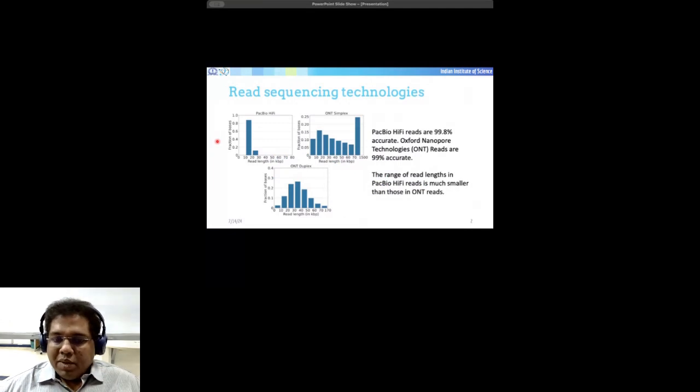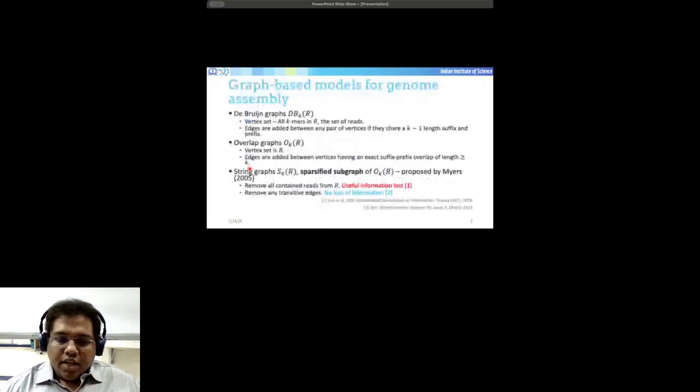So notably, PacBio HiFi reads have a higher per base accuracy at 99.8% and a smaller range of read lengths. Genome assembly is performed by first building a graph-based representation of the overlap information contained in the sequencing data, and three data structures are commonly used: the De Bruijn graph, overlap graphs, and string graphs. I will focus on overlap graphs and string graphs today.